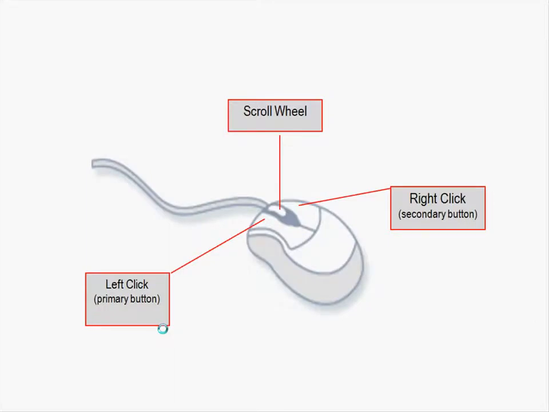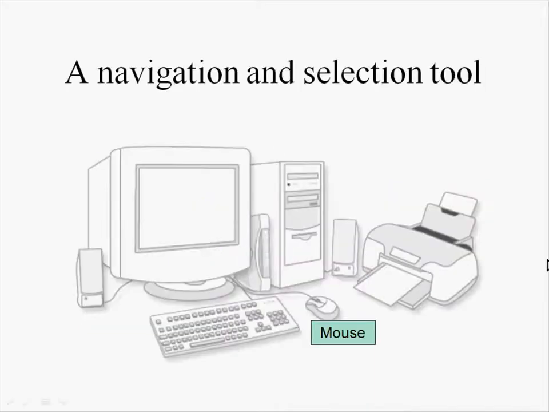The mouse is the other main way you have of telling the computer what to do, and we'll cover the mouse. As we stated earlier, the mouse is a navigation and selection tool. It, with the keyboard, is one of the 2 ways that you tell your computer what to do.